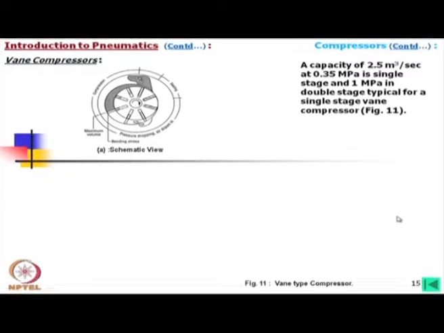Now, next one is the vane type compressor. In vane type compressor, the principle is exactly the same as in hydraulic machines, oil hydraulic machines. Now, this is a typical capacity of 2.5 meter cube per second. This is very high, and 0.35 megapascal in single stage.